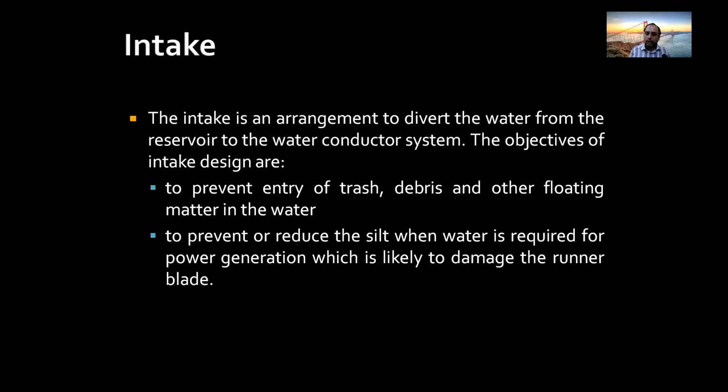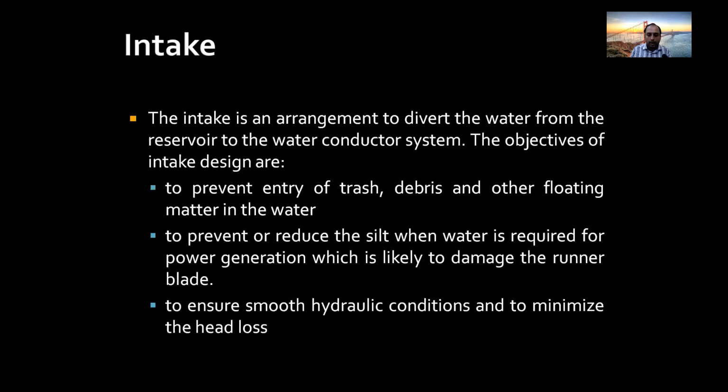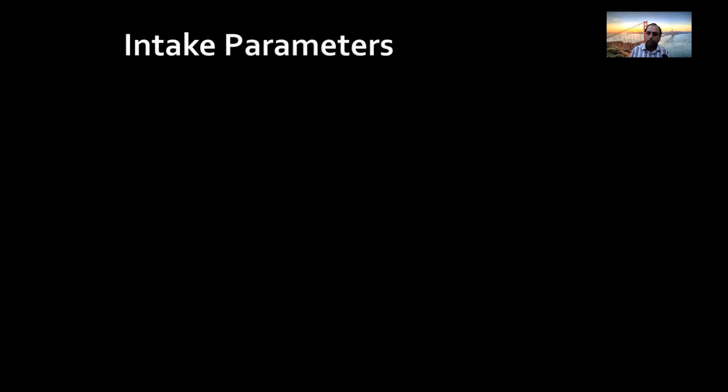To prevent and reduce the silt when the water is required for power generation, which is likely to damage the runner. So to reduce the silt, what we can do is we can put this intake strategically at such a place where generally the silt is low. Okay, so it will depend on the location of the intake how much silt will go inside the system, and also on the height of the intake from MDDL, from dead storage level, how high the intake is placed. That will ensure that as small an amount of silt as possible is coming into the system. And to ensure smooth hydraulic conditions means the flow should be laminar as far as possible. It is ensured by providing a bell mouth shape with elliptical profile, and to of course reduce the hydraulic loss.